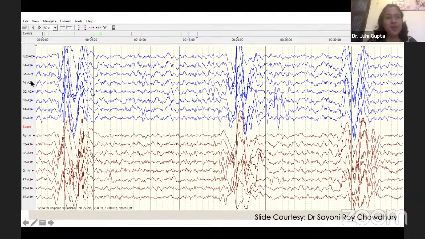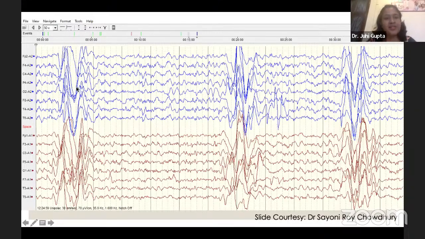Can you identify this montage? The top half is showing A2 with reference to A2, and the bottom half is showing with reference to A1. While I discuss, you can type in your answers. Yes, unipolar. So it is a referential montage. And which type of referential montage? That is unipolar. Yes, I have a very active audience, very happy to see that.